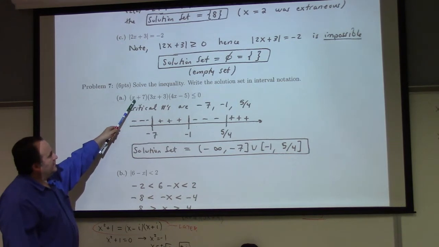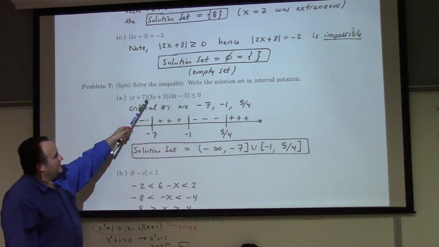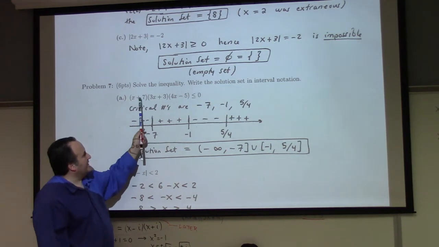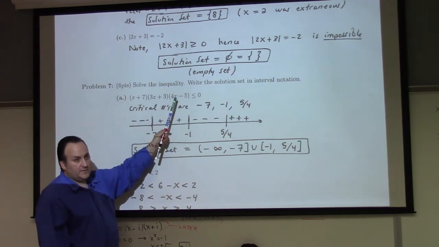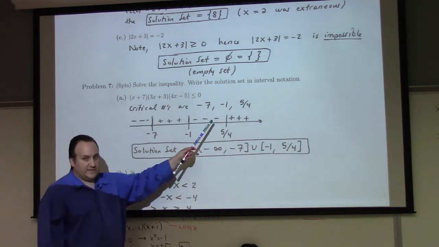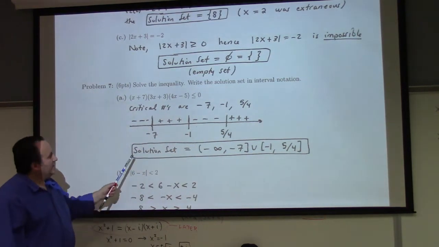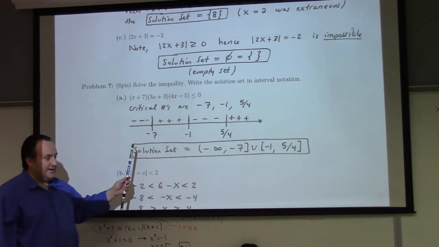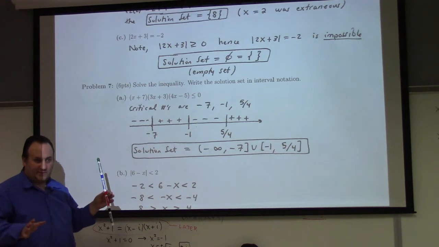This one, the critical numbers are -7, -1, and 5/4. That's what makes this 0, that 0, that 0. So those are my critical numbers. I test points. I get the minuses and plus like this, right? And then I'm looking for where it's less than or equal to 0, so I go to the minuses, right? And this time, look at this. Something different happens in this problem.